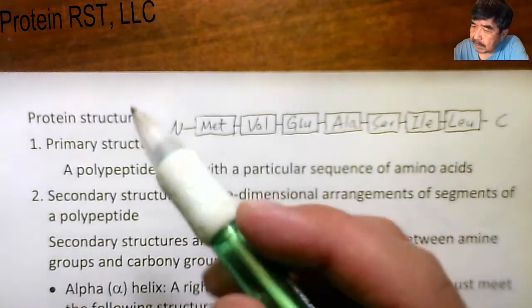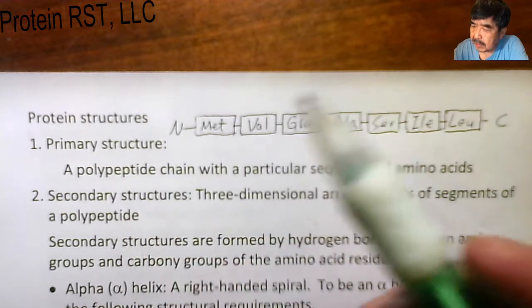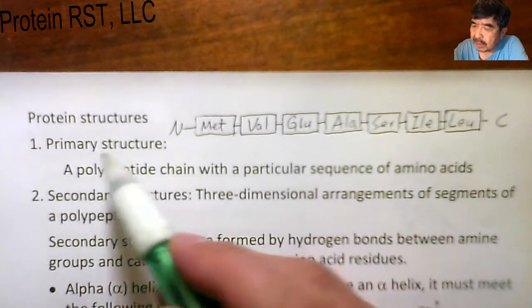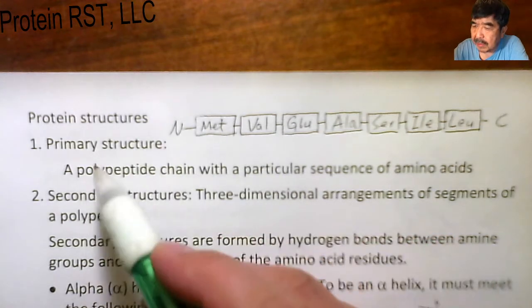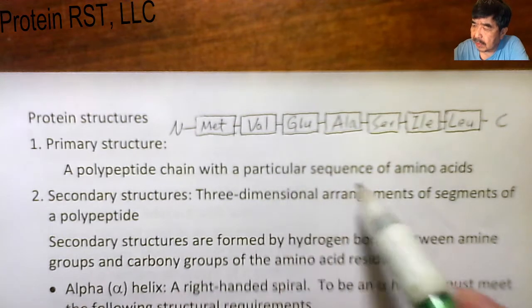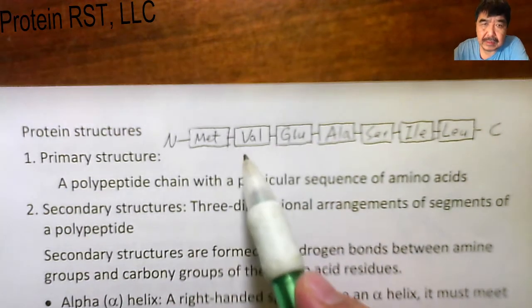Let's talk about protein structures. Protein structures have 4 levels. The first level structure is called the primary structure. Primary structure is a polypeptide chain with a particular sequence of amino acids. And here you can see an example.